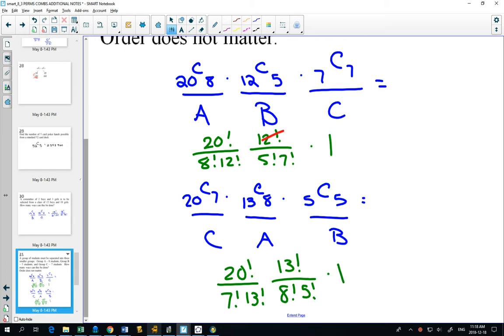Here, my 12 factorials cancel. Oh, that's not a 12. My 12 factorials cancel out. Here, my 13 factorials cancel out. So my final answer becomes 20 factorial over 8 factorial, 5 factorial, 7 factorial in both cases.